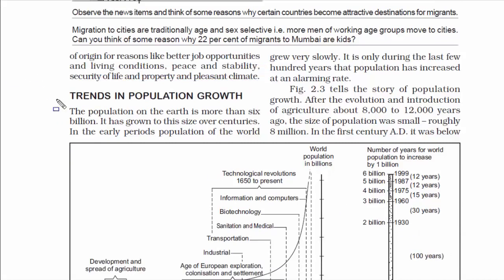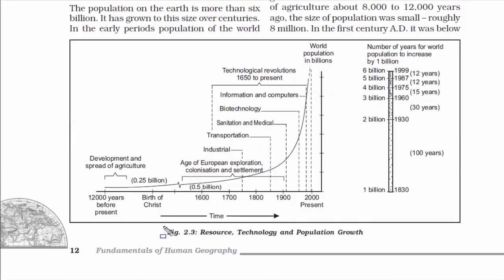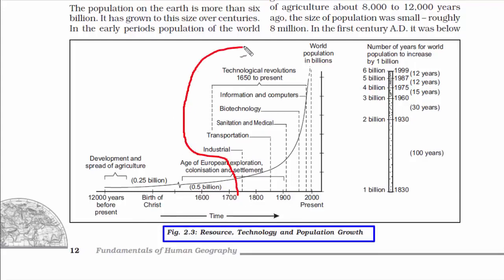Now we are going to see some trends in population growth. Currently the population of the world is over 7 billion. What is more interesting is it is only during the last few hundred years that population has increased at an alarming rate. So if you look at this picture, after the 18th century, population growth took a massive jump. And if you see the reason, most of the developments like industrial revolution, transportation, medical advancement, biotechnology, information technology, computers, they were all in full swing. And due to this, life expectancy increased, standard of living improved, mortality rate decreased, and due to this, world population exploded after the 18th century.